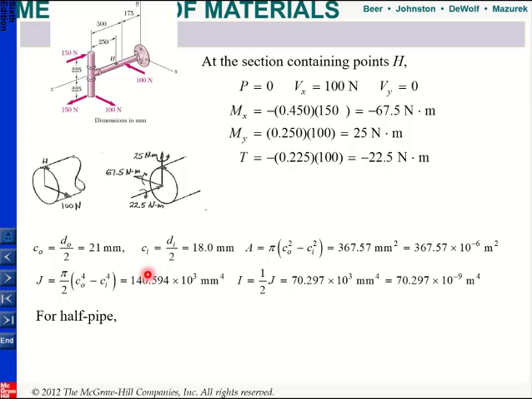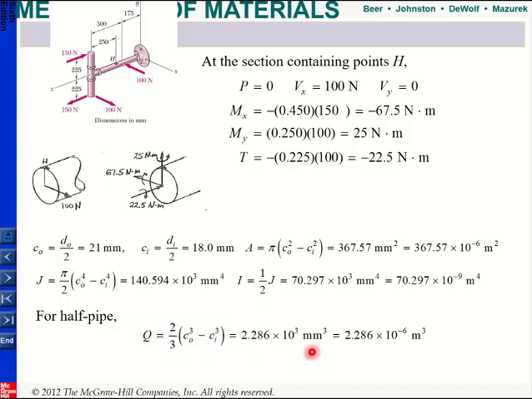force, and for a half pipe, if you want to find the Q where the H is at the mid of the circle, you can use this formula. Q of this line in the middle is equal to 2/3 (c_o^3 - c_i^3). If this was a solid circle, you can just use 2/3 c^3. So it might help you a little bit.